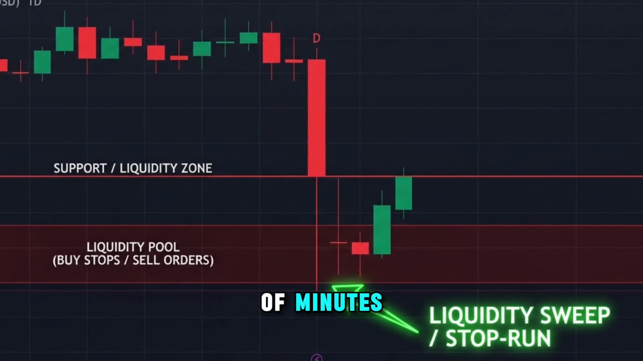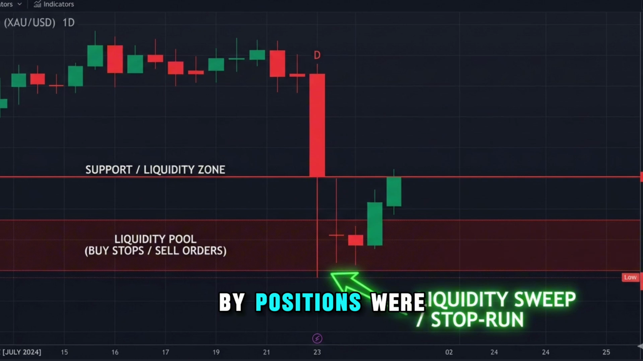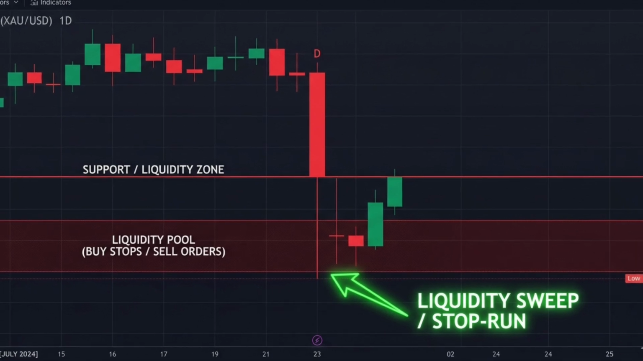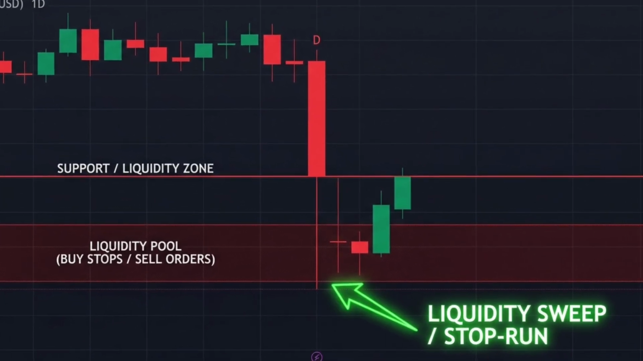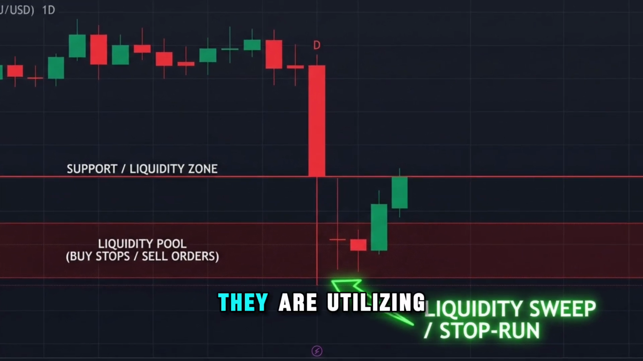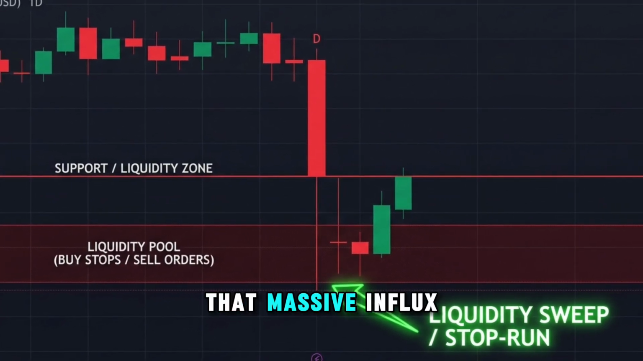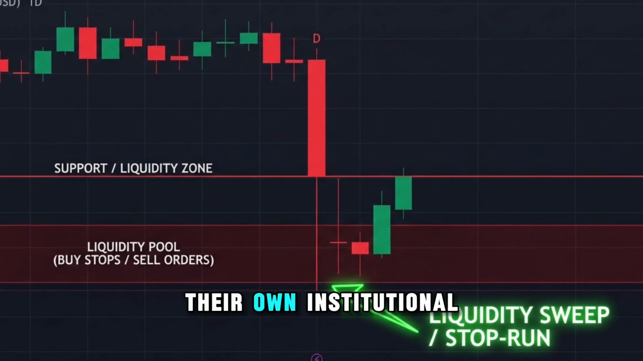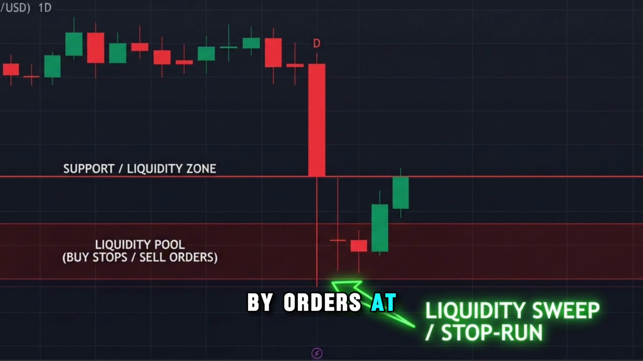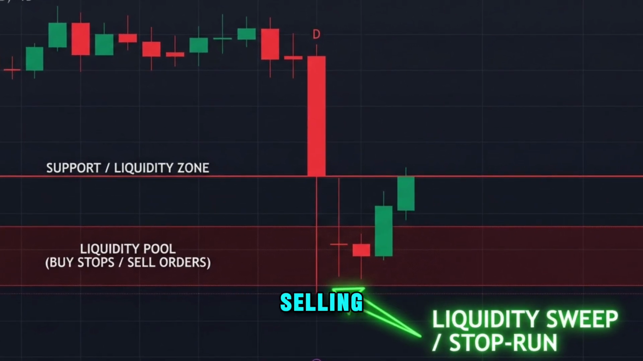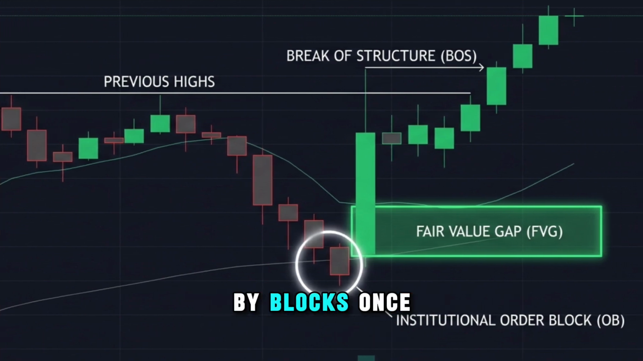In a matter of minutes, thousands of retail buy positions were stopped out, forced to sell their contracts at a discount, while retail traders panic, thinking the market is crashing. Smart money algorithms are doing the exact opposite. They are utilizing that massive influx of retail sell stops to fill their own institutional buy orders at the absolute best possible price. They need your selling pressure to execute their massive buy blocks.